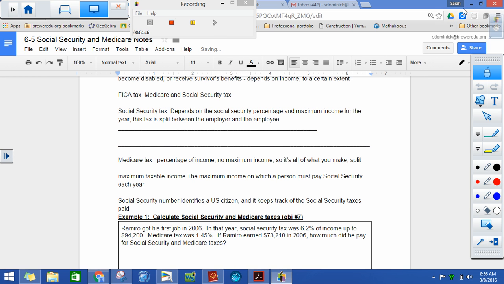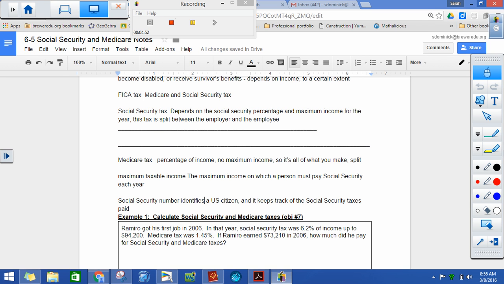Alright, so for your first example, I want you to calculate Social Security and Medicare taxes, and that's the first objective. They're not asking you to do anything algebraic yet, okay? That, of course, will be coming up soon. Alright, so Ramiro got his first job in 2006. In that year, Social Security tax was 6.2% of income up to $94,200. So remember, Medicare doesn't care how much you've made. It's all of your income. Social Security does care. There's only a certain amount that they will even kind of take into consideration.